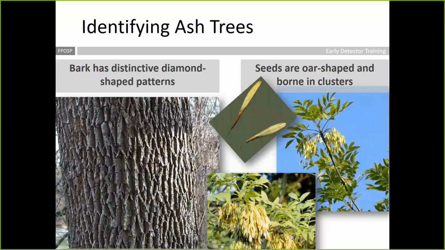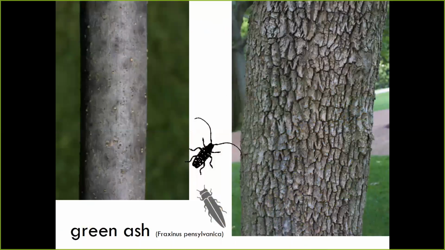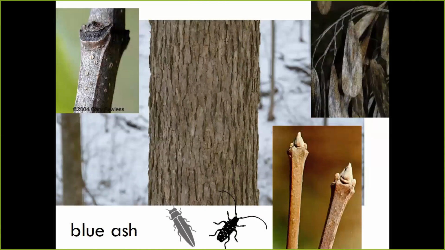Other things you can take a look at are the diamond-shaped patterns in the bark. You can see the oar-shaped seeds, the single samaras, here in the center. Green ash can be smooth when it's young, and then the bark is still somewhat diamond-shaped, but not quite as distinct as, say, in the white ash. Blue ash is even less distinct, but they do have opposite branching, and they do have single samaras, but the blue ash has the winged shoots. So it's really important to identify these things.